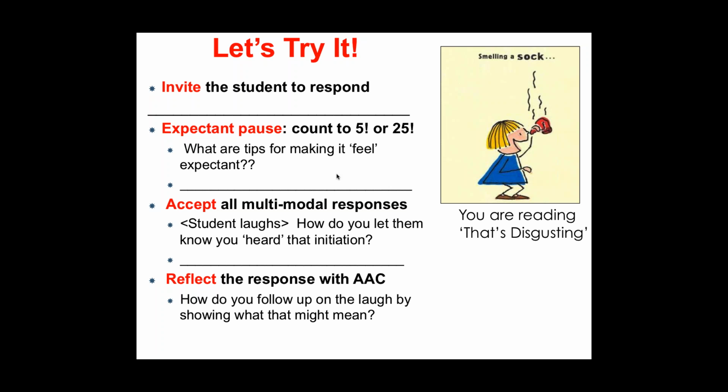Those are perfect. Okay, expectant pauses. Count to 5 or 25. What I want you to do is write down your tips for making it feel expectant to your child. So it's not just like that. Students who have Angelman syndrome, students with autism, students with Rett syndrome share something, many of them, which is apraxia. And so when we put them on the spot and demand something, it's harder than it was before we made that request for them.